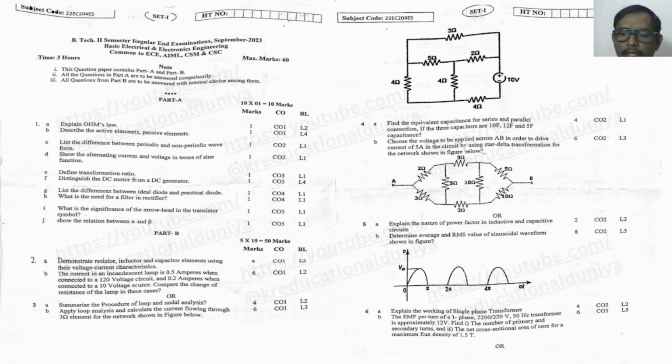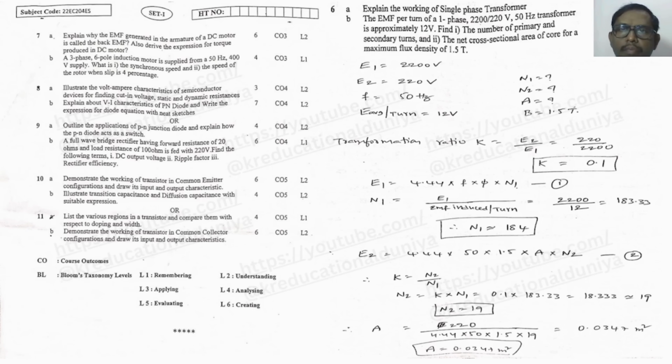In this question paper they have given 3 pages of questions. In this question paper, in 6th B, we can find the transformers problem. We are going to find that solution. So 6B: the EMF per turn of a single phase 2200 by 220 volts, 50 Hz transformer is approximately 12 volts.